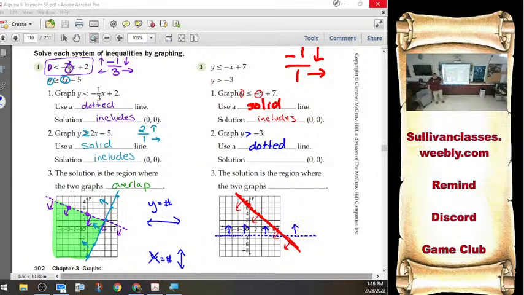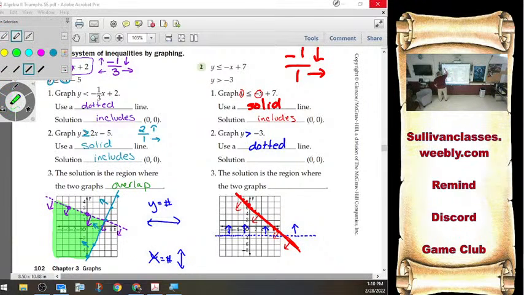So forget who I was just working with. We had it shaded out here. That means we didn't do our arrows right. I see all of my arrows are pointing in there.